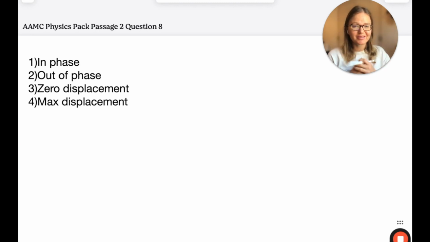Question 8 asks about what's going on at the point where our three curves intersect for the second time in figure 1a. And then our answer choices outline 4 concepts that you need to understand to be able to answer this question and future MCAT questions related to this topic too. We need to understand what it means to be in phase versus out of phase for a wave, and what it means to have zero displacement versus max displacement for a wave.